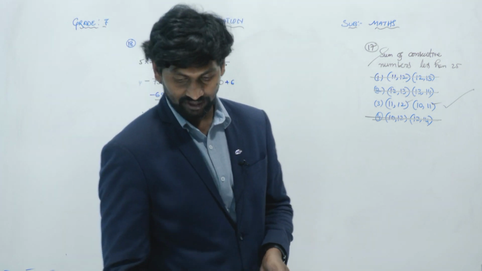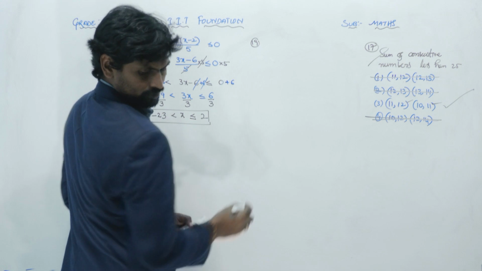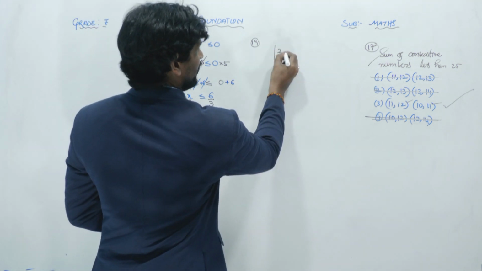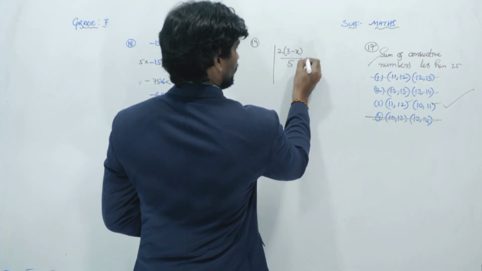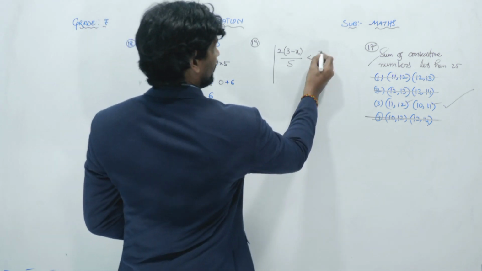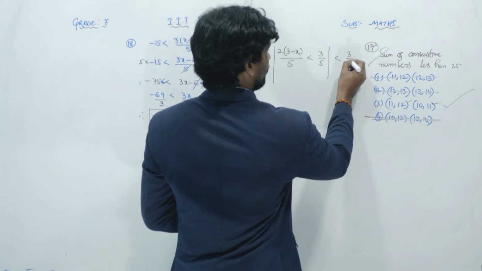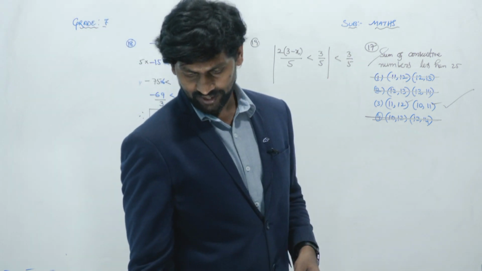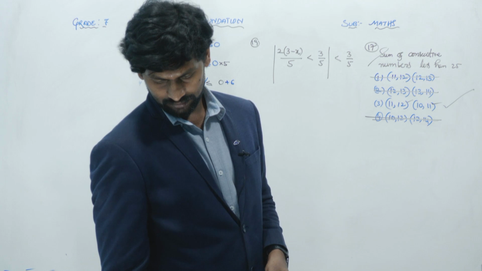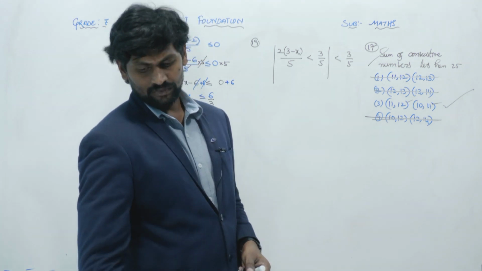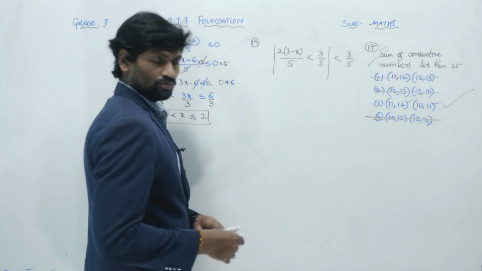The question is about the solution set for the modulus of 2 into (3 minus x) by 5 less than 3 by 5. Okay? So we need to find the values of x. Right.